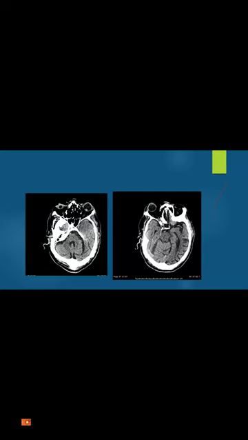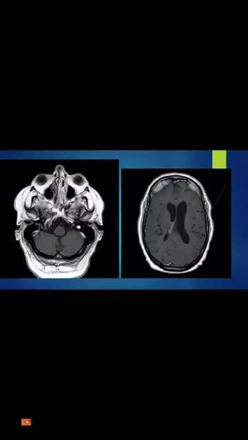This is the case we presented earlier. And I think this is probably the last slide. This case is a meningitis. Leptomeningitis, actually, if you look at the ependymal wall showing enhancement, and also the surface of the brainstem. This was meningitis. Okay, that's it.